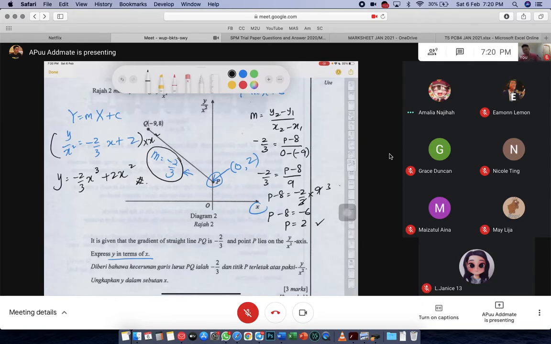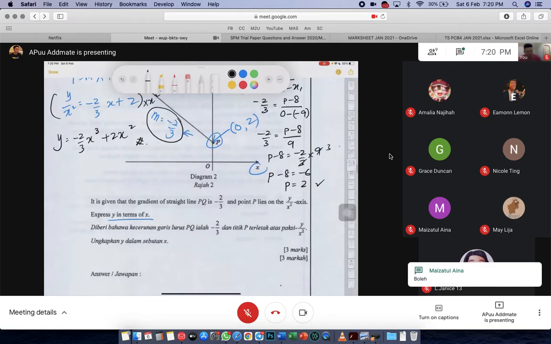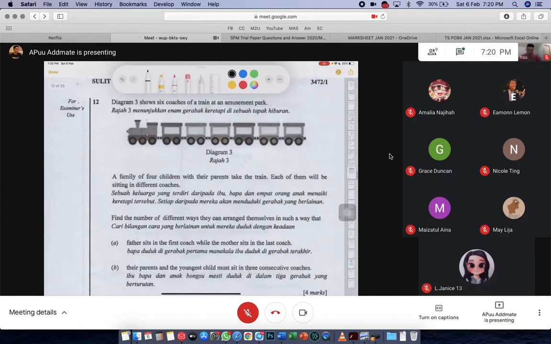Got it. Okay, so after question 11, question 12. Question number 12 is also not that bad. It's also quite simple. Alright. It will play around with your permutation. So let us look at question number 12. A family of 2 adults and 4 children with their parents take the train. Each of them will be sitting in different coaches. Okay, so in your train there are 6 coaches. Then there are 4 children with their parents. Okay, so there is a mother and father.